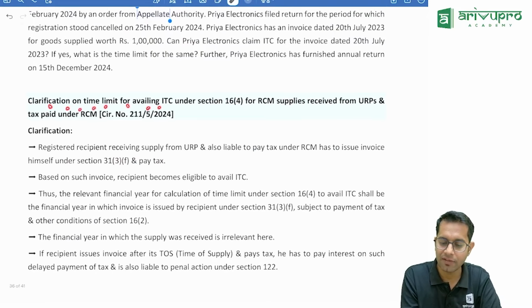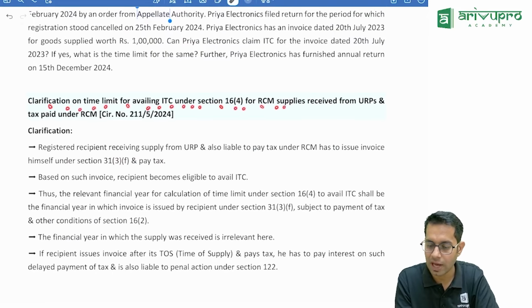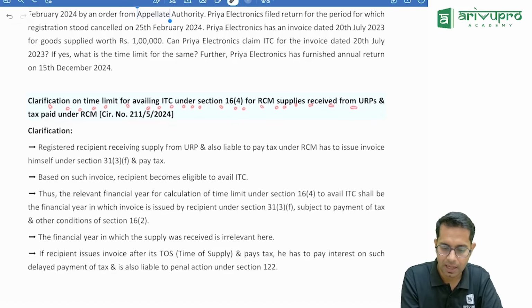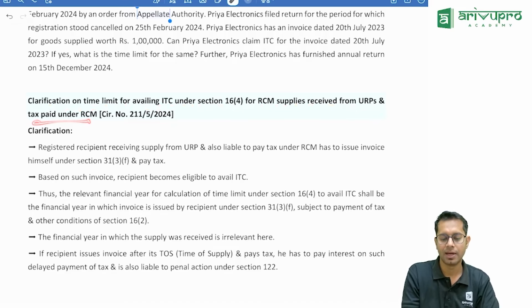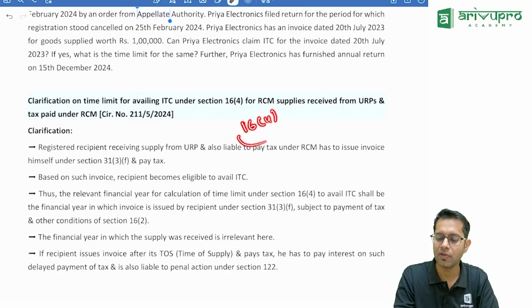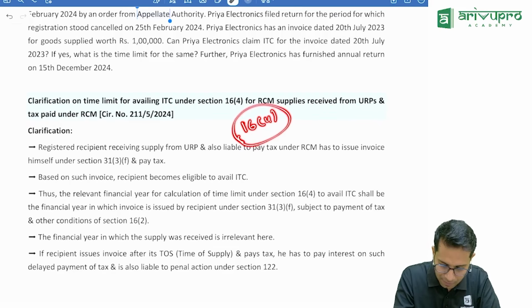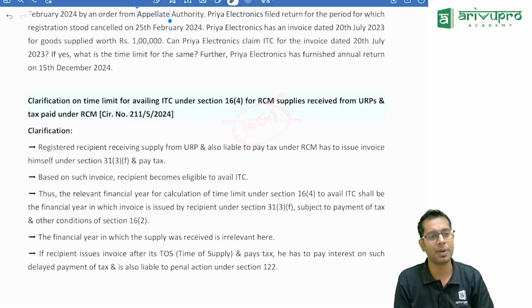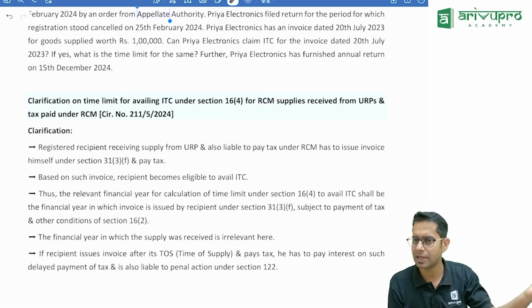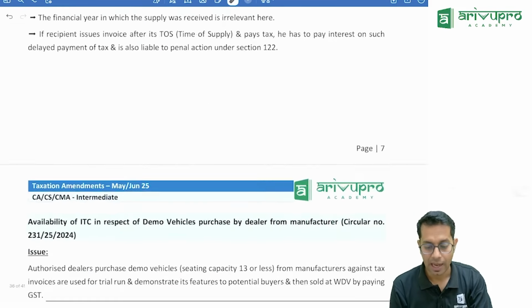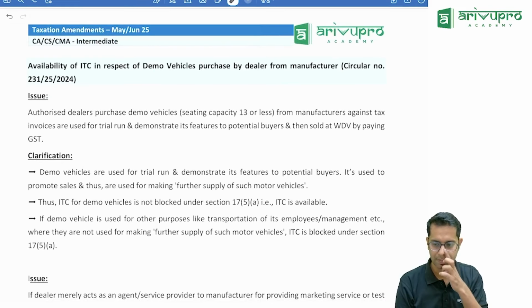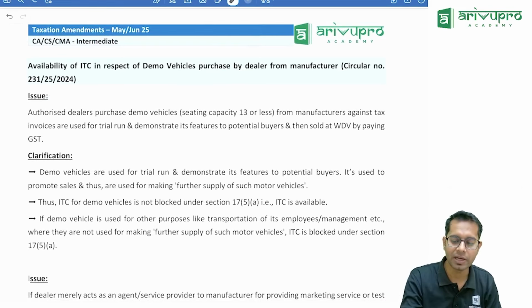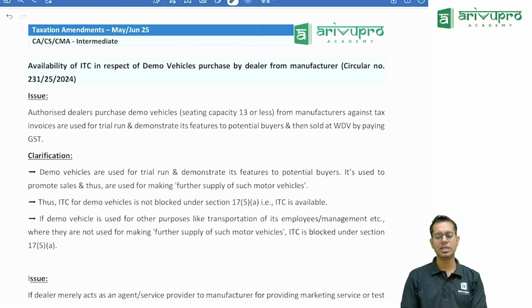Clarification on time limit for availing input tax credit under section 16(4) for RCM supplies received from unregistered person on which tax is paid under RCM. Now is the time limit of 16(4) applicable for RCM supply? Answer is no. Because see, in RCM, who makes the payment? I only have to pay the taxes. As soon as I pay the taxes, I can claim the input tax credit, and I only have to issue the invoice also.